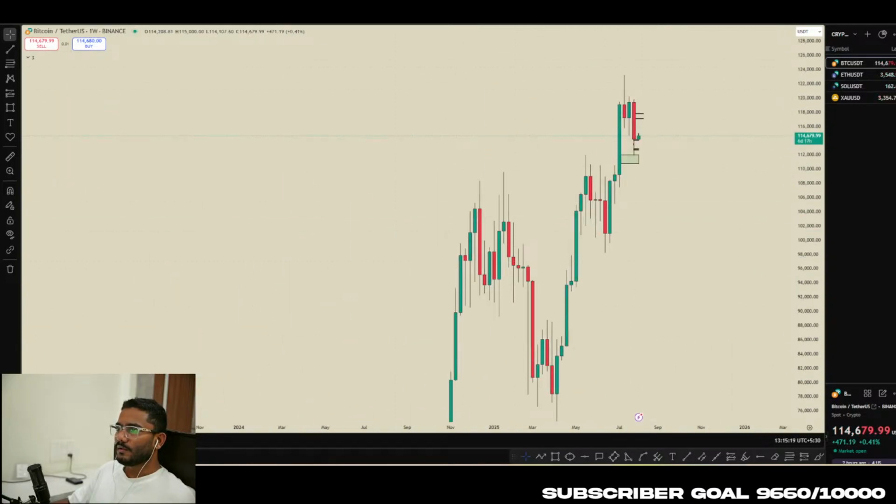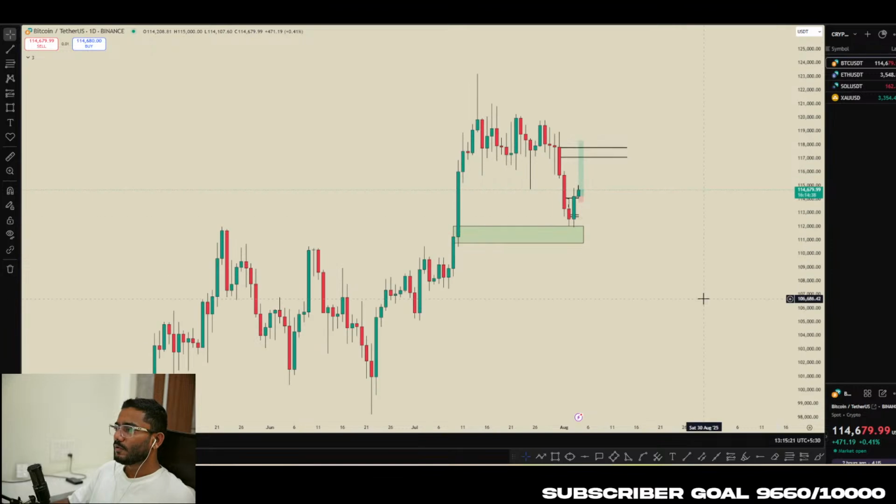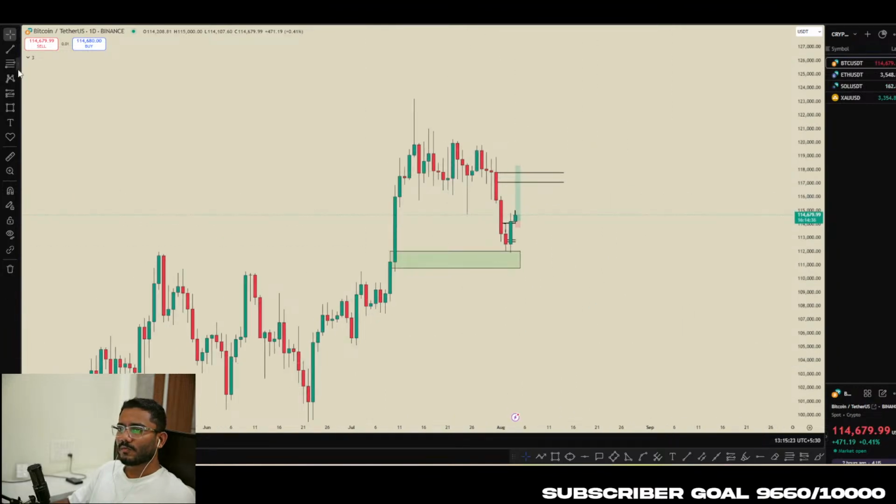BTC on weekly, if you go to daily, so I think price should continue because price on BTC has fulfilled this imbalance. So it should continue to the upside.